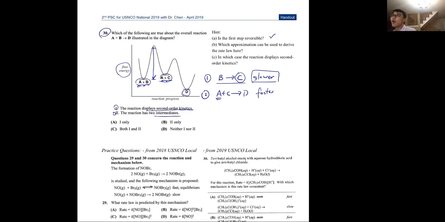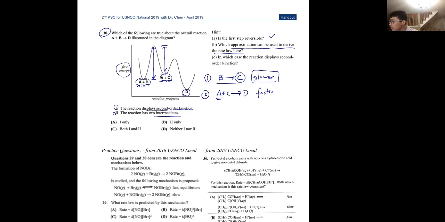It's almost reversible, right? Because you see, the two activation energies, the forward one and the reverse one, are pretty much the same. So I would like to say the first step is kind of reversible. So what kind of approximation should you use if you want to derive the rate law? We should apply the SSA, I think.